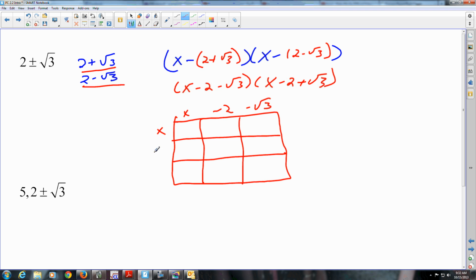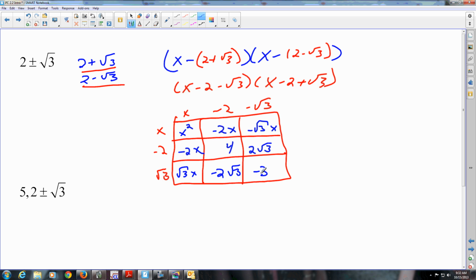All right, x minus 2 plus the square root of 3. So I wrote this one along the top, this one along the side. Does it matter which one goes where? Nope, absolutely not. And then I'm just going to multiply these things together. So this is x squared minus 2x minus the square root of 3x, and then minus 2x. That would be 4. That would be plus 2 square roots of 3. Then you've got square root of 3x. You've got minus 2 square roots of 3. And then you've got minus 3.